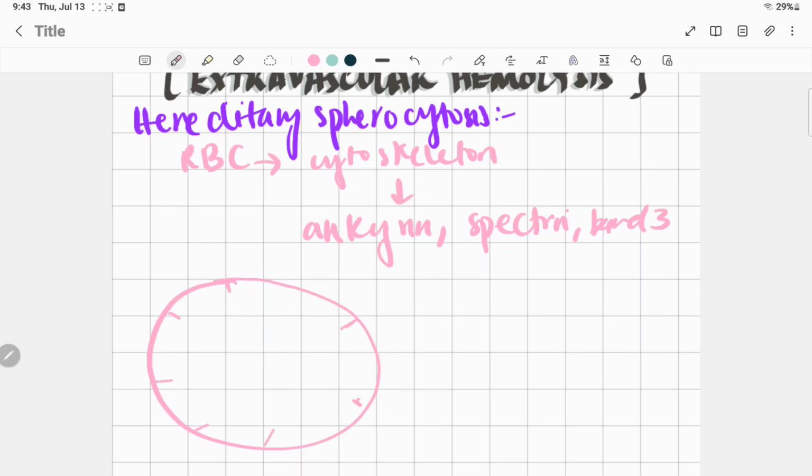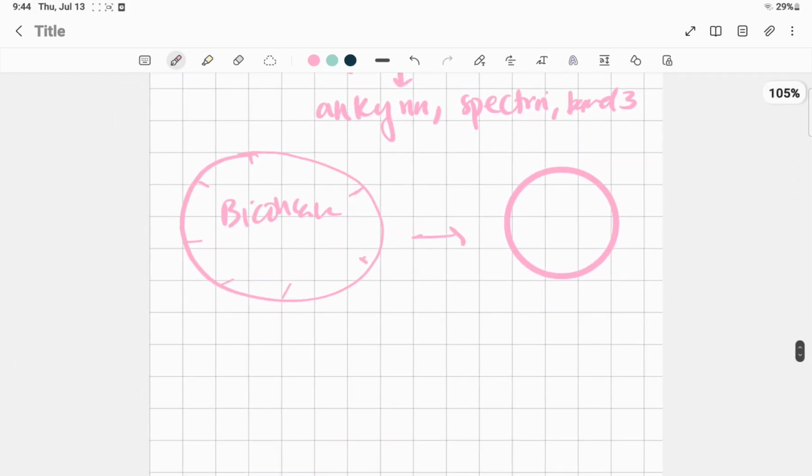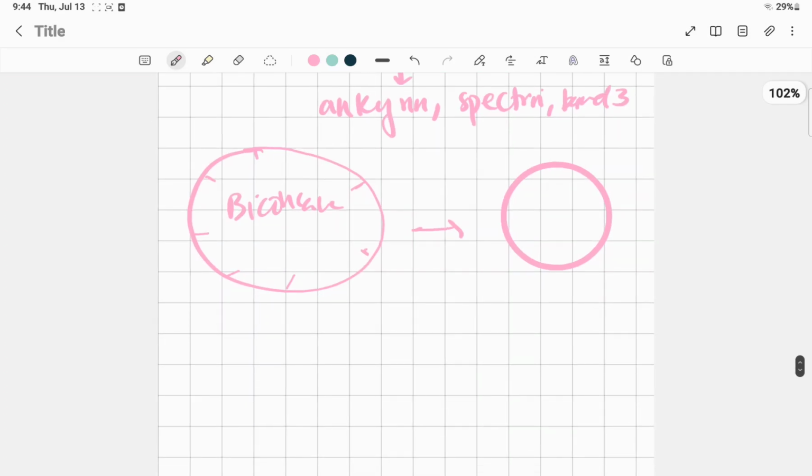When they are not present, the membrane is not going to be supported well, and it's not going to retain its biconcave shape, and it's going to become a sphere. It's not going to shrink, it's just going to become a sphere or a circle, right? Now, where is the problem? This is the problem. This is the pathology.